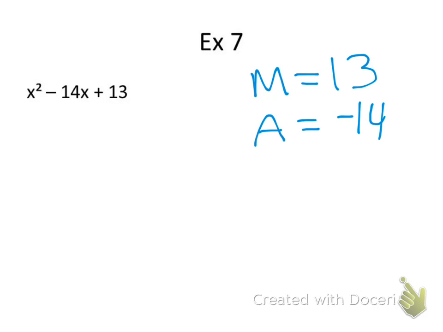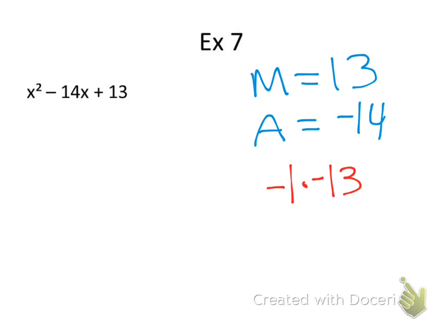Okay, so if I want to multiply to a positive but add to a negative, they both need to be negative. So when I list the factors of 13, I'm only going to list the negative factors of 13. 13 is not on your factor sheet. When a number is not on your factor sheet, it means the only factors are 1 and that number. So hopefully that adds to the right number.